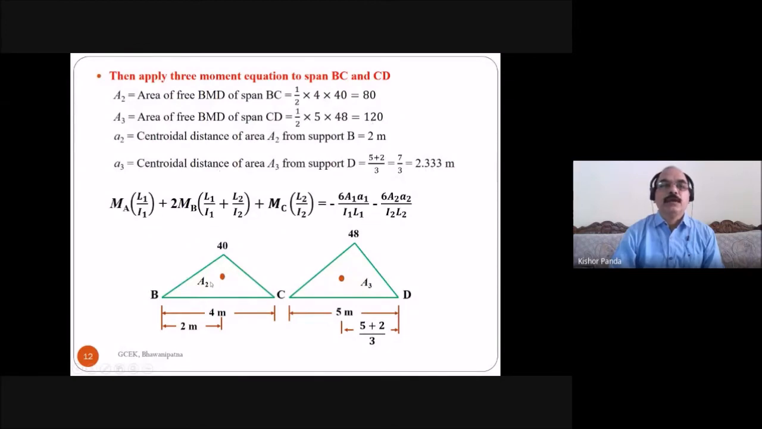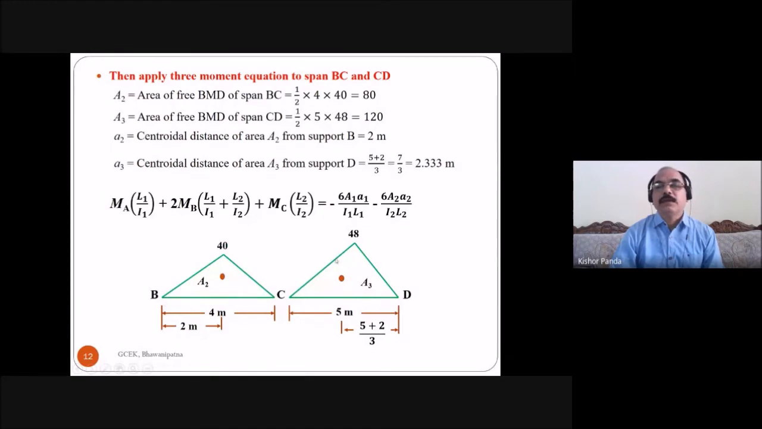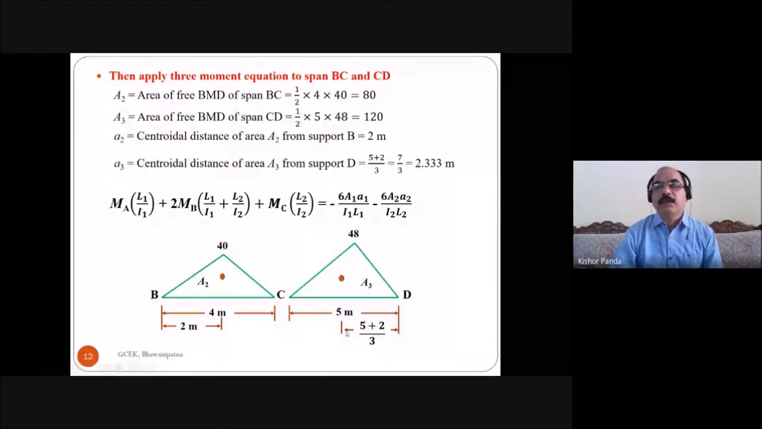Then here, when we are considering the span BC and CD, this is the right BMD, this is the left BMD. So for this left BMD, you have to take the centroidal distance from the support B, and for the right BMD, you have to take the centroidal distance from the right end. For this area, you have to take the centroidal distance from D, and for this area, you have to take the centroidal distance from the end B.